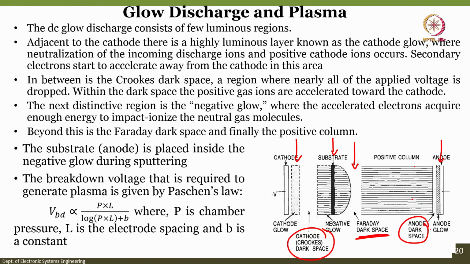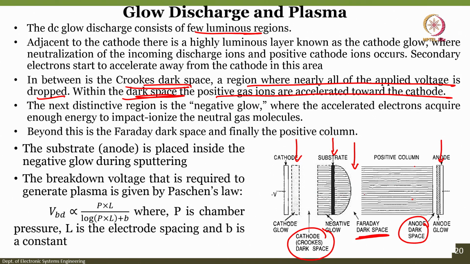This much you understand. Now, the DC glow discharge consists of a few luminous regions. Adjacent to the cathode there is a highly luminous layer known as the cathode glow, where neutralization of the incoming ions and the positive cathode ions occurs. Secondary electrons start to accelerate away from the cathode in this area. Next is the Crookes dark space, a region where nearly all the applied voltage is dropped. Within the dark space, the positive gas ions are accelerated towards the cathode, right.